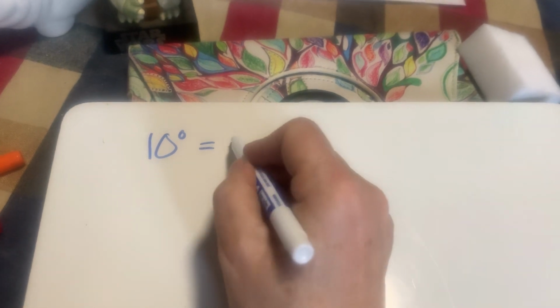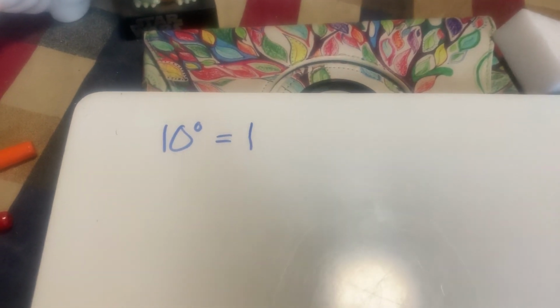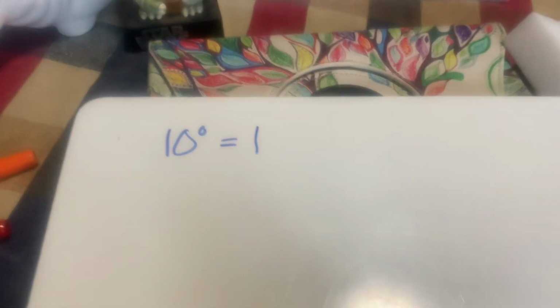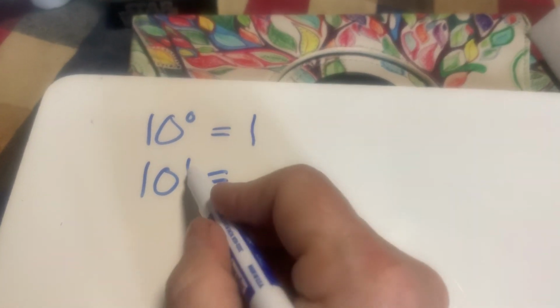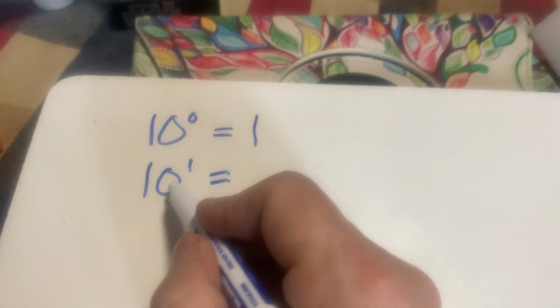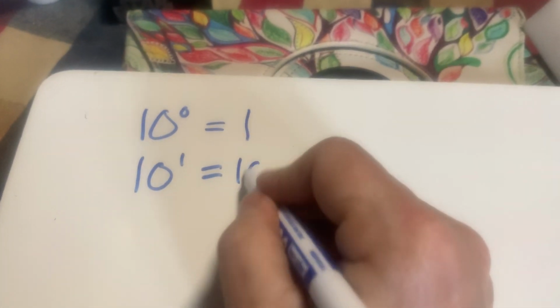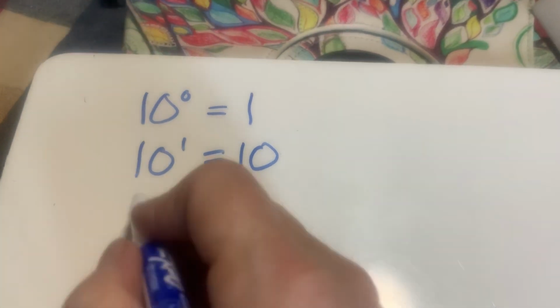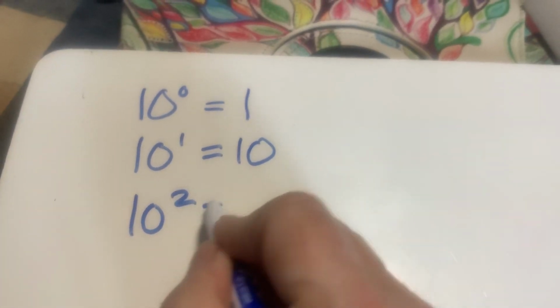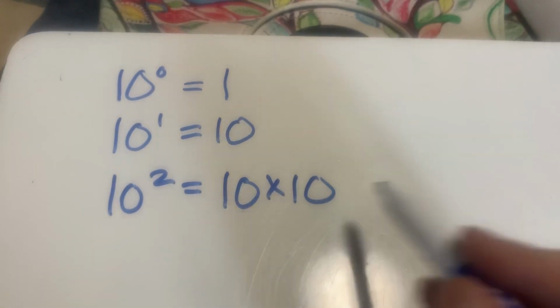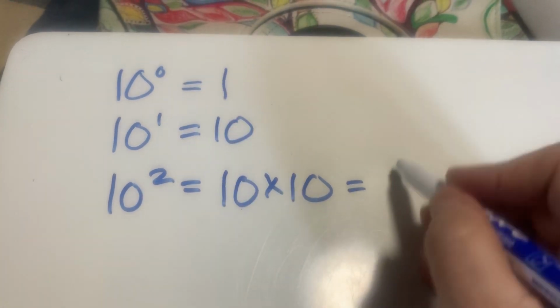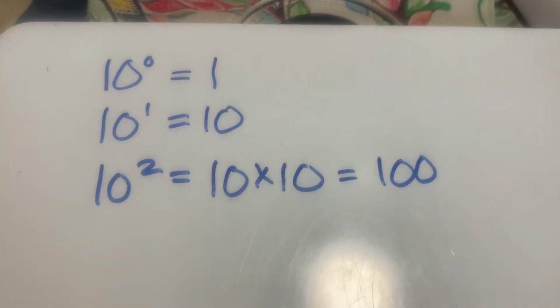So the first power of 10 is 10 to the power of 0. And that equals just simply 1. Okay, so 10 to the power of 0 is 1. 10 to the power of 1 tells us that I have 1 copy of 10, so that's just 10. And then 10 to the power of 2 tells me I have 2 copies of 10, so I need to think 10 times 10, which equals 100.